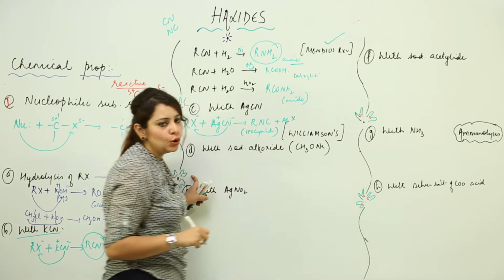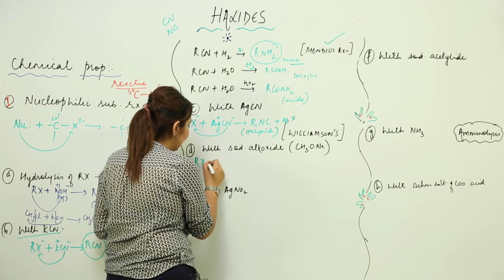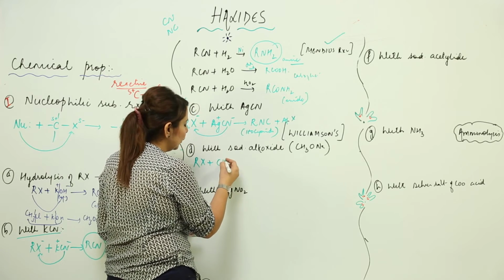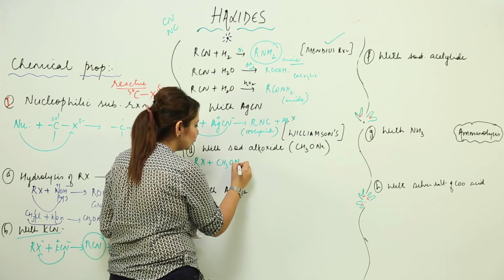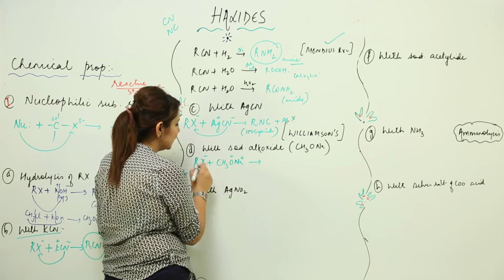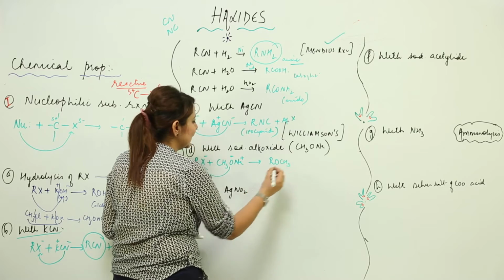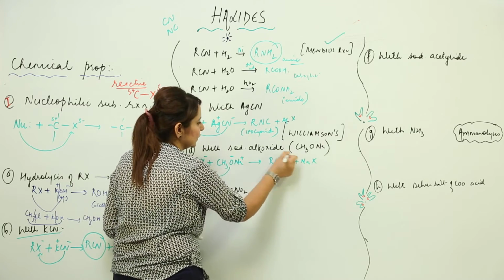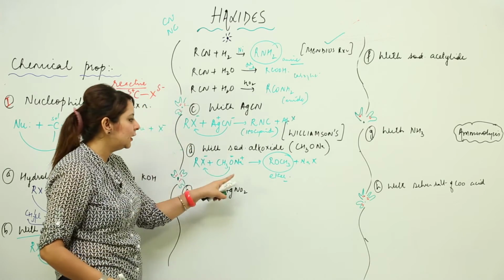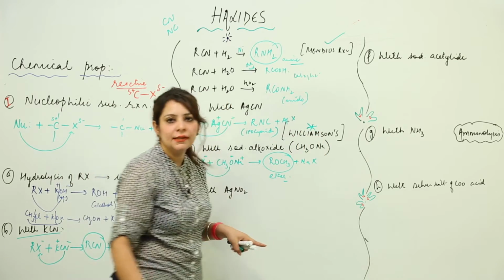We will get an isocyanide. And next is the reaction with sodium alkoxide. So this is my RX, and sodium alkoxide is, let's say, some alkyl, let's take sodium methoxide. In this, CH3O⁻ is going to be my negative nucleophile, and it will replace X, so it will form ROCH3 plus NaX. This is ROR, that is ether. And the process of forming ether by adding sodium alkoxide to alkyl halide is called Williamson's synthesis.